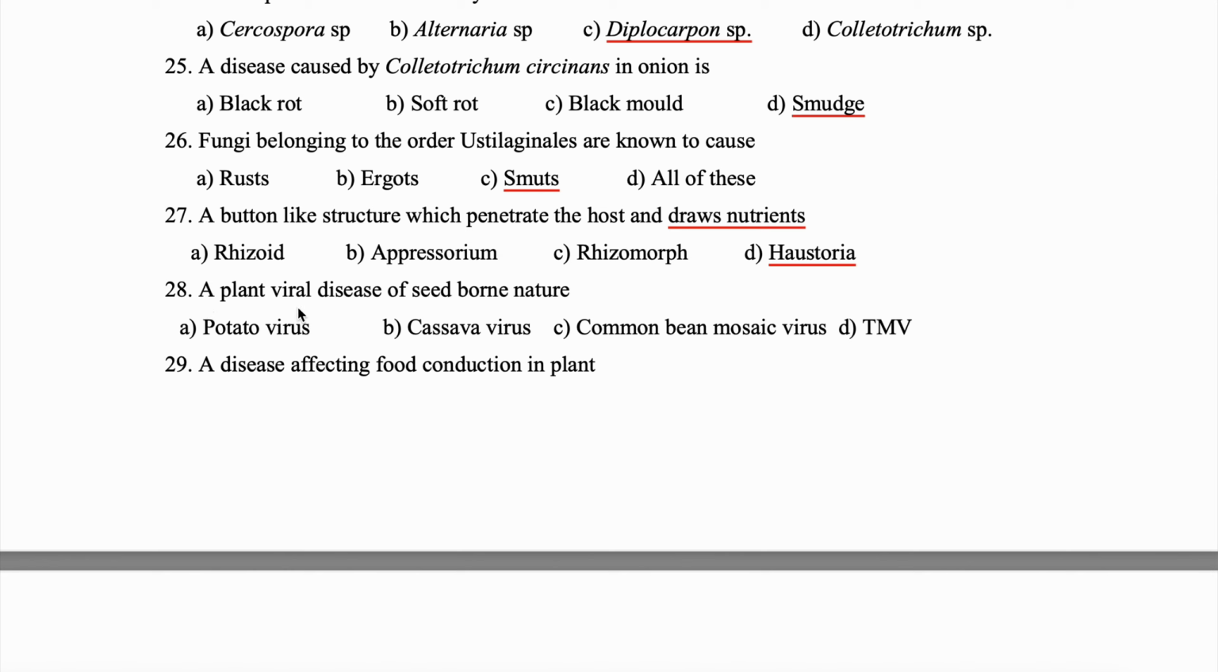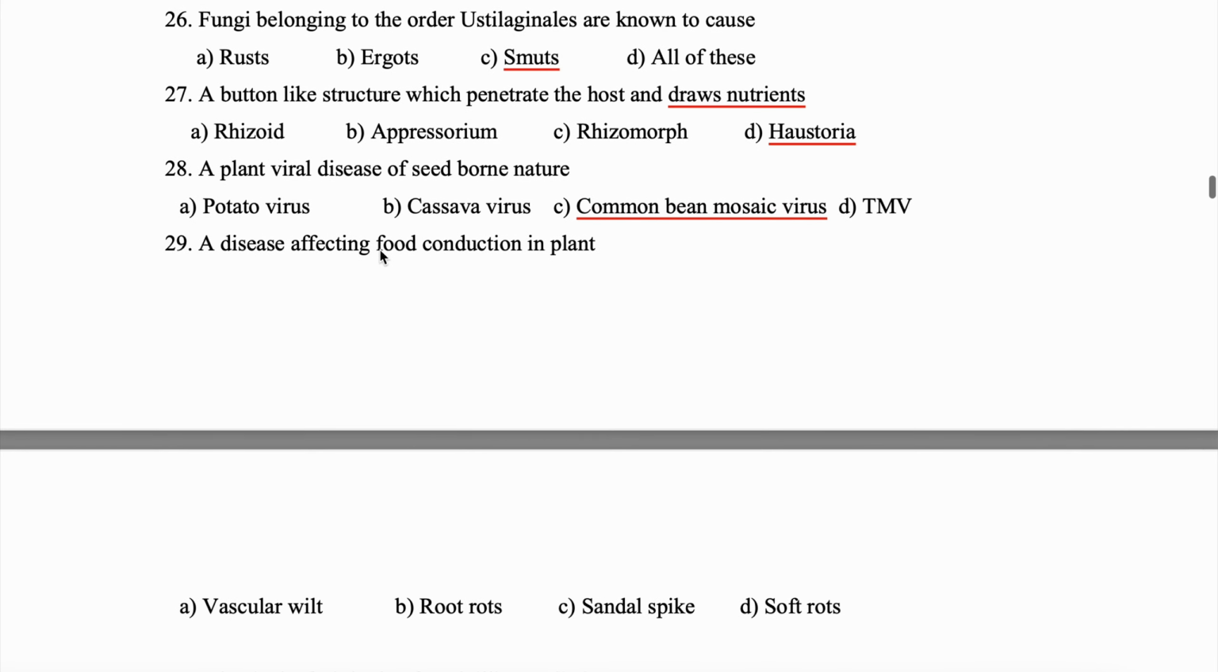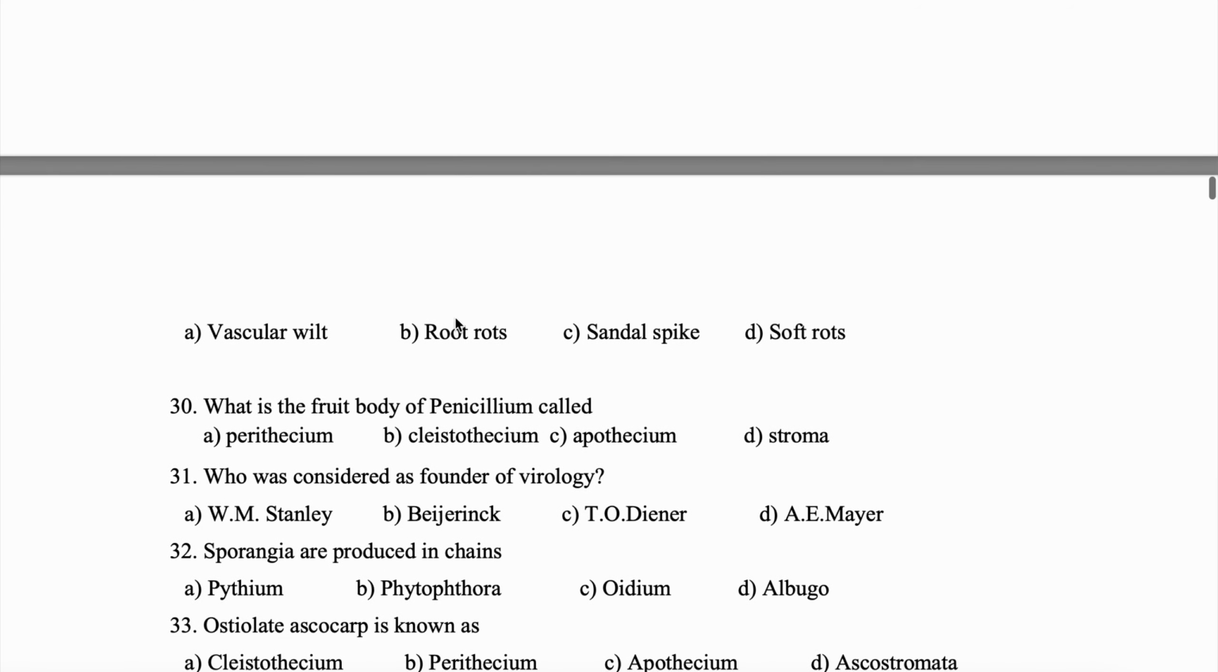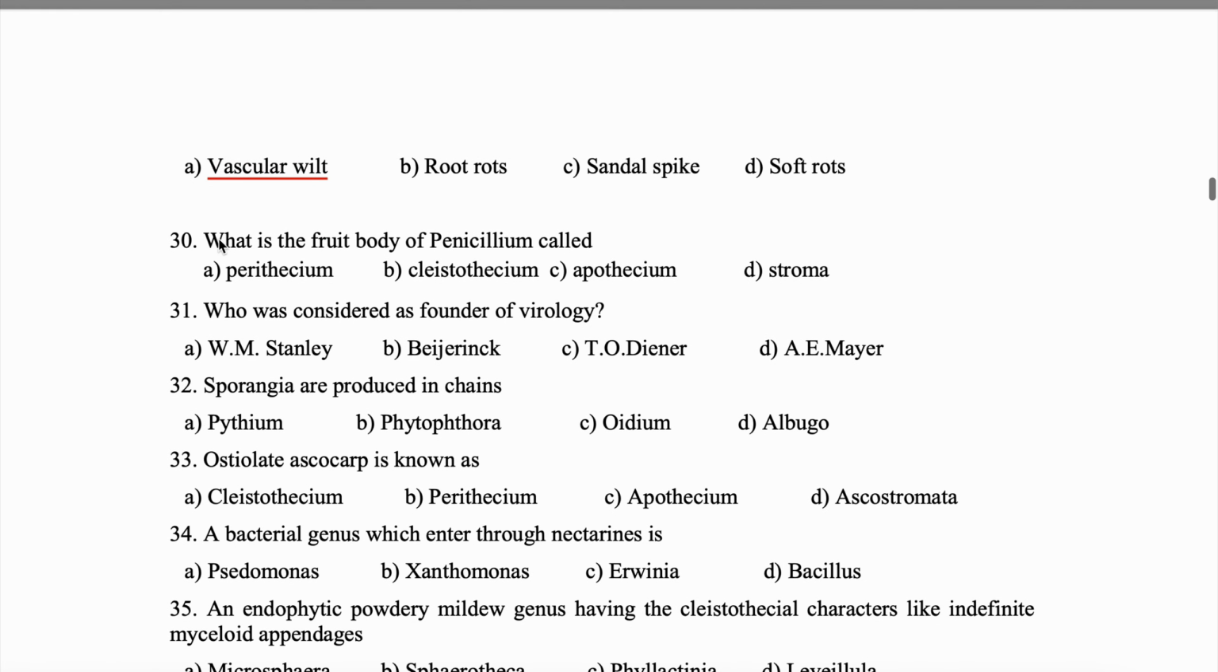Question 28. A plant viral disease of seed-borne nature. So which of the viral diseases is of seed-borne nature? It is common bean mosaic virus. A disease affecting food conduction in plant. It will be vascular wilt. Question 30. What is the fruiting body of Penicillium?